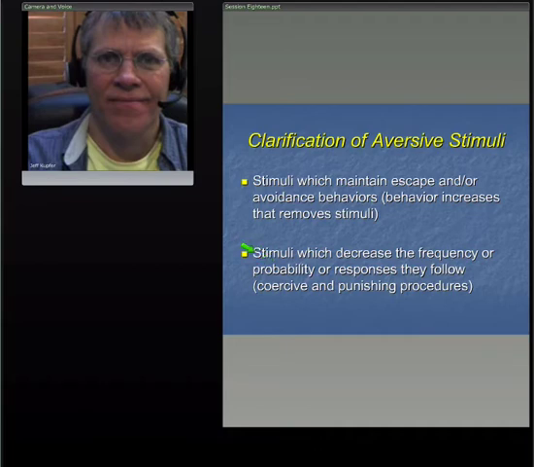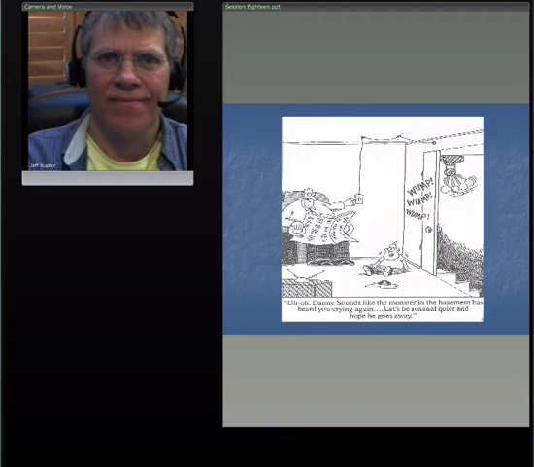Now we're going to spend more time talking about punishment and negative reinforcement in the next two units. Okay? For now, we're going to concentrate on this scenario in which aversive stimuli set the occasion for responding to occur, and that response is primarily maintained by the removal of aversive stimuli that impinge upon the organism. The first scenario we're going to talk about is escape and avoidance, is actually escape. But first, I'll share with you a little cartoon here.